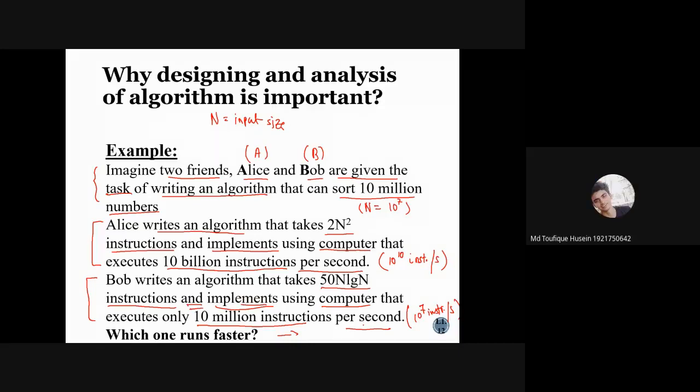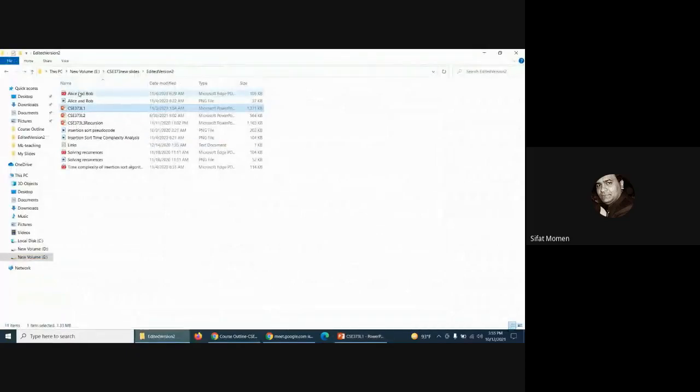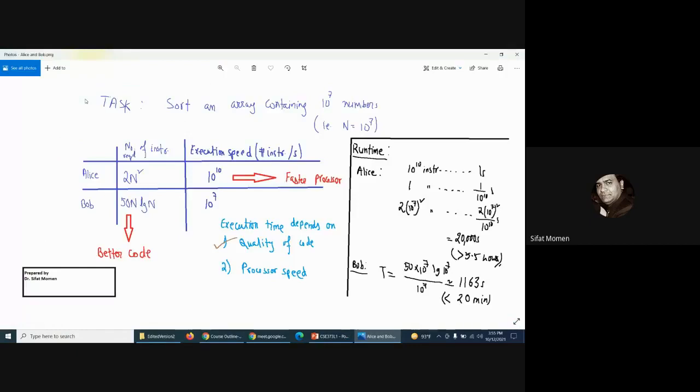Now, here's the solution of that. But let me elaborate this one so you understand it a little better. So if we come over here, I want you to see this idea. This is what I have been discussing. What is the task that we have? The task is to sort an array containing some 10 million numbers, right, Nakina? So sort an array containing 10 to the power 7 numbers. So the input size is 10 to the power 7. Correct, Nakina?